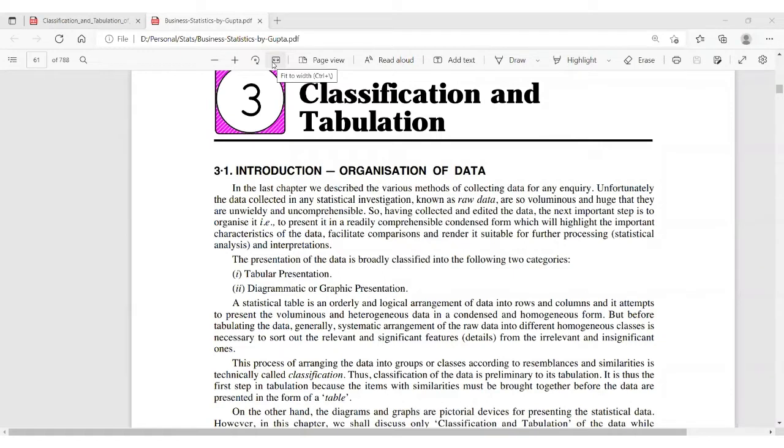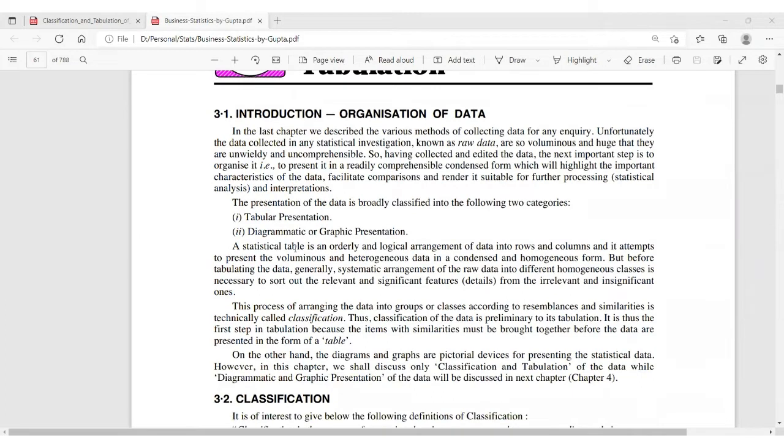So what we need is to arrange the data in a good presentable form, right? So we have classified it into two ways. One is the tabular, and one is the diagrammatic or graphical presentation. A statistical table is an orderly, logical arrangement of data into rows and columns, and it attempts to present the voluminous and heterogeneous data in a condensed and homogeneous form.